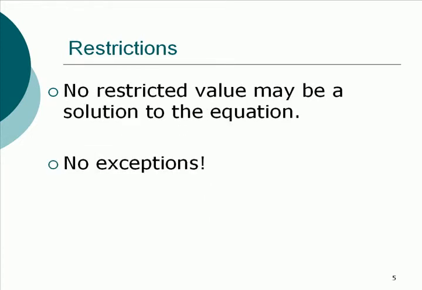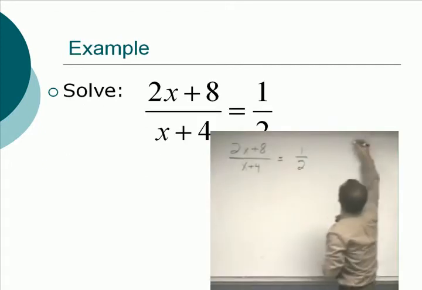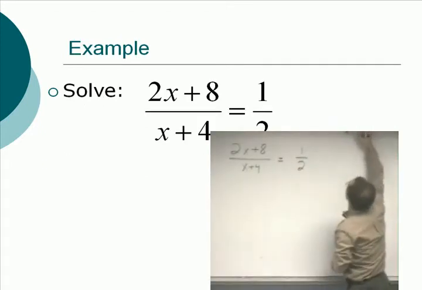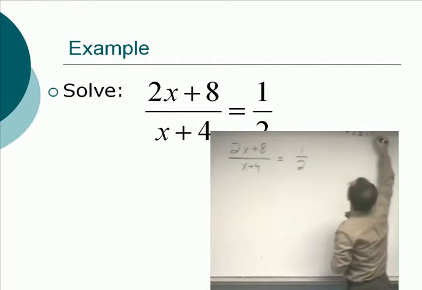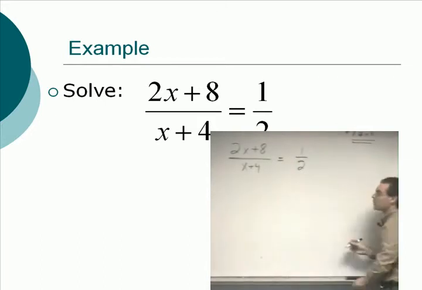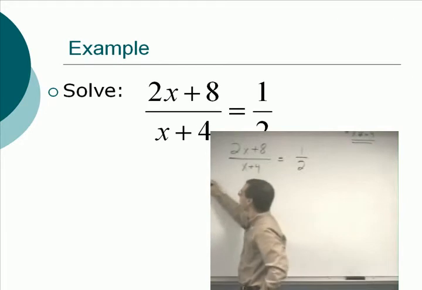x cannot be negative 4, that cannot be a solution to that equation, no matter what, period. So now we're going to go ahead and solve that. And hopefully we'll get some solution other than negative 4, because then it's fine. I'm just going to make a note up here that x cannot be equal to negative 4, the restriction that we just noted. Sorry, what was your LCD?